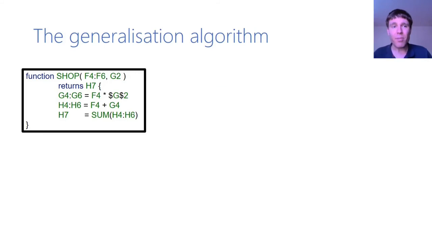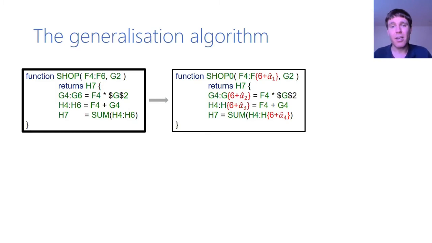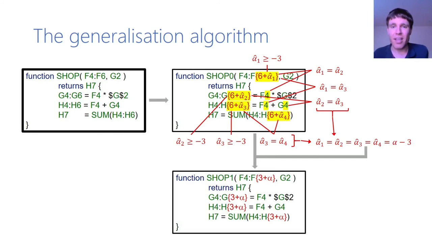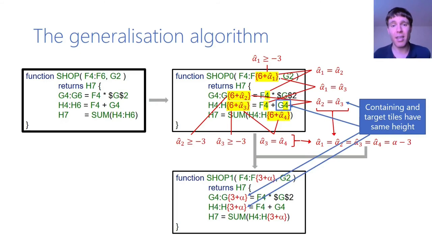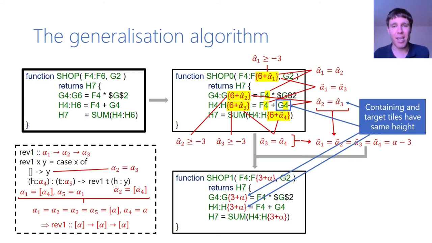introduces all the variables it could possibly need, generates constraints on them based on the definition of regularity, and then solves the constraints. For example, because of the relative reference between the tiles in columns G and H, we generate a constraint that the heights of those tiles are equal. Again, this is analogous to a type inference algorithm in a functional programming language.